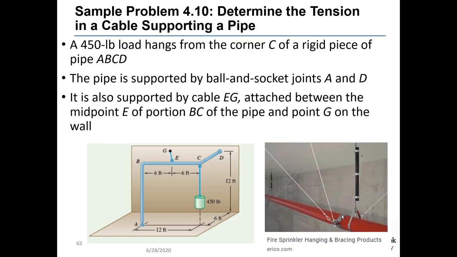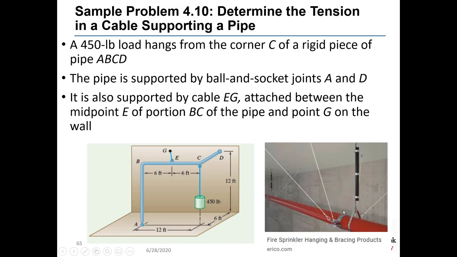Our last problem of this lecture is sample problem 4.10, where we will determine the tension in a cable supporting a pipe. The diagram is on the left. It's not a very robust way for pipes to support a 450-pound load with just one cable between G and E. Real pipes are supported by a whole bunch of cables.